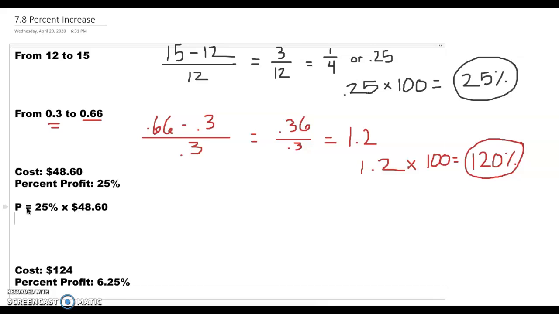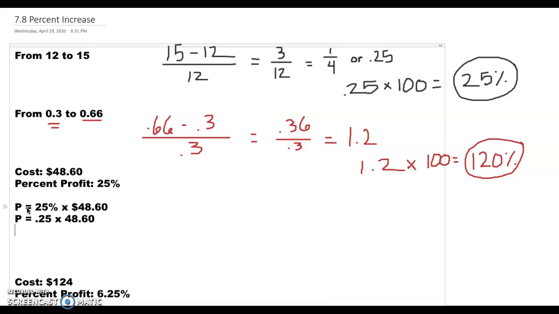$48.60. Then I want you to rewrite it: P equals, and then we're going to convert the 25% into a decimal. So we're going to divide it over 100, and we're going to get 0.25, and then we're going to keep the multiplication and then the cost, 48.60.